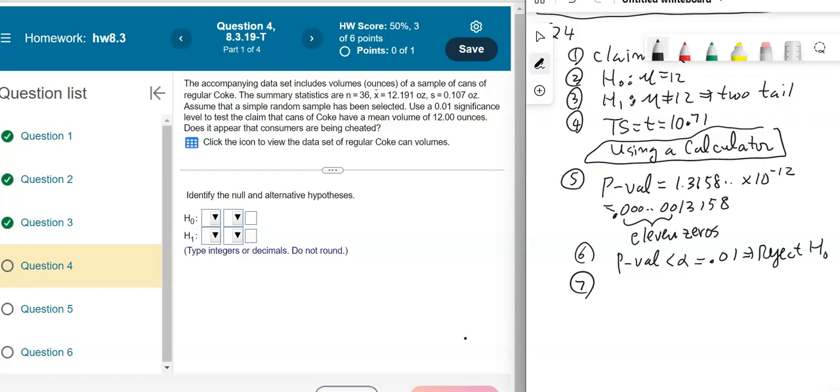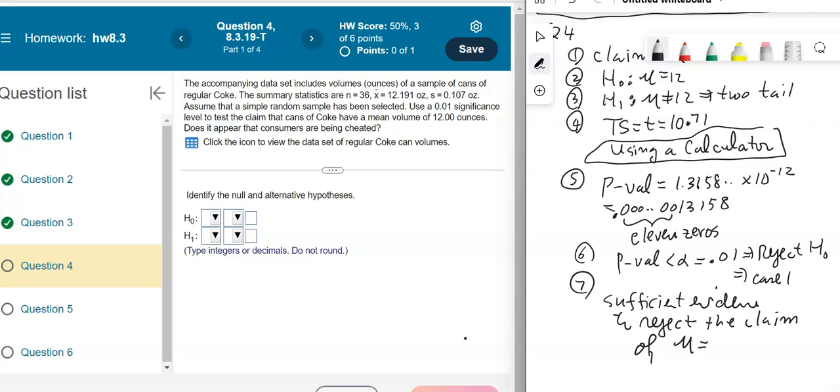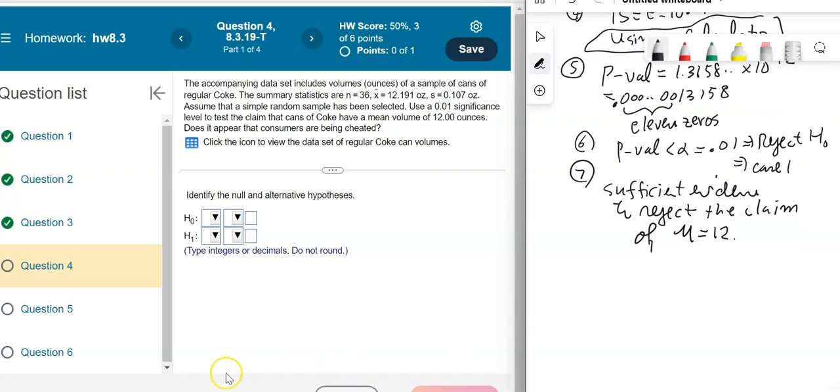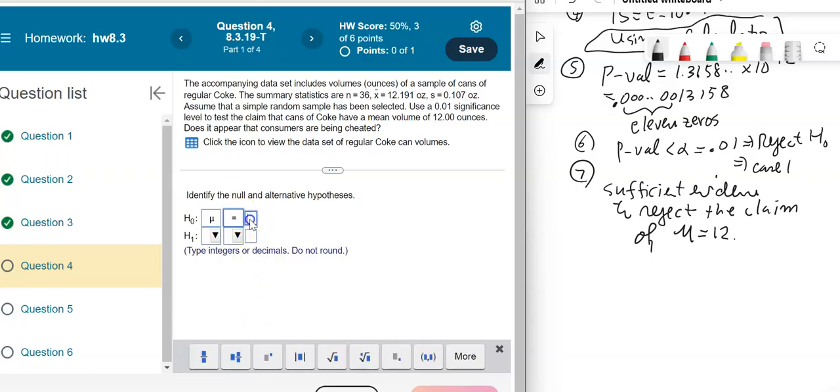So this is case what? Case 1. So what are you going to say? Sufficient evidence to reject the claim that the mean volume of Coke is 12 ounces. We're going to reject that. Okay, so now let's answer it. So null is mu equal to 12. Alternative is, I believe, not equal to 12. Okay.